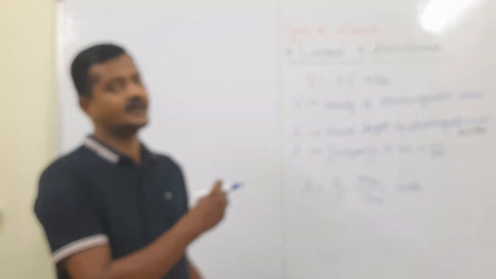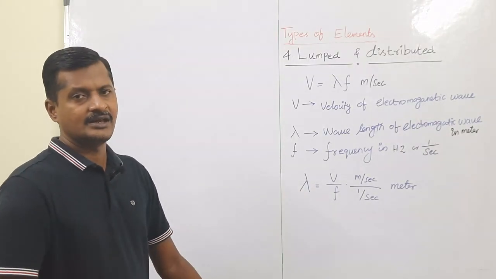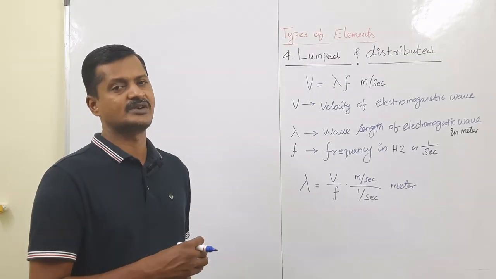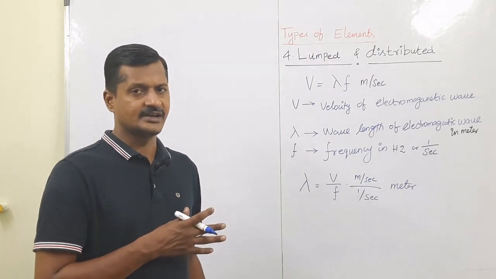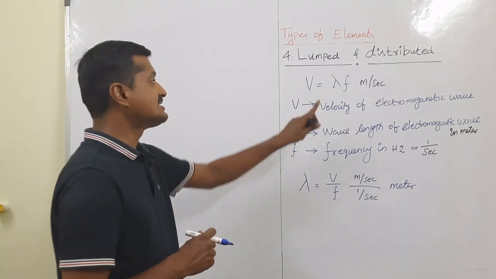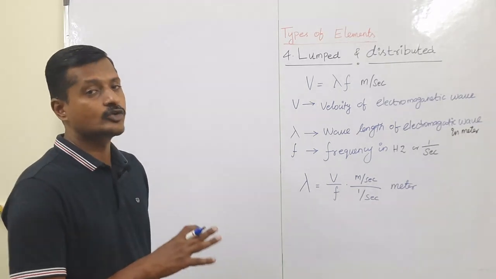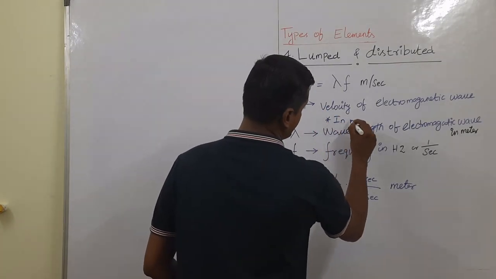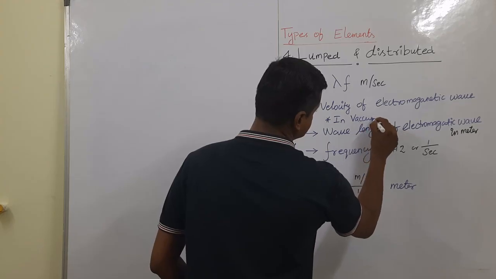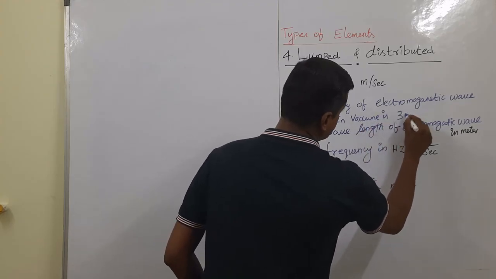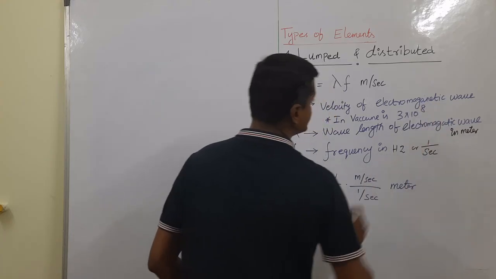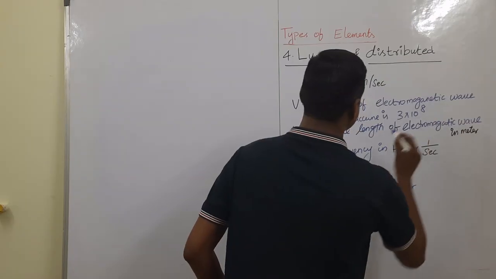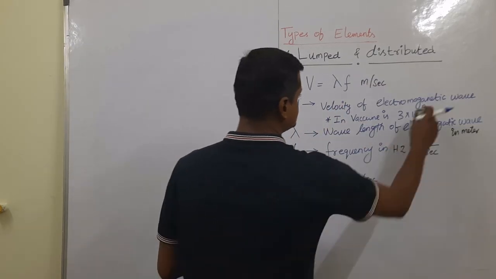So understanding purpose, we are taking general electric supply. The standard frequency used in India is 50 Hz. One more thing, the velocity of electromagnetic wave in vacuum is 3 into 10 power 8 meters per second. So we can write here, right?